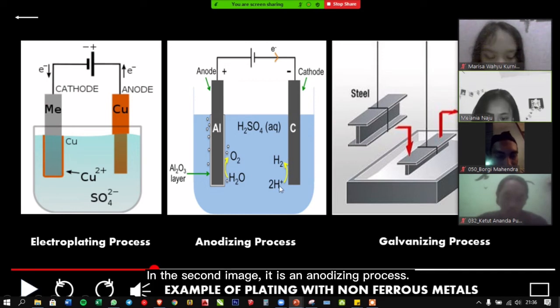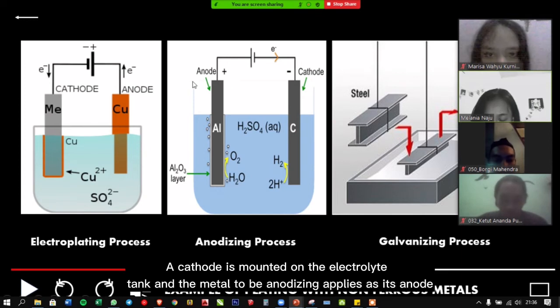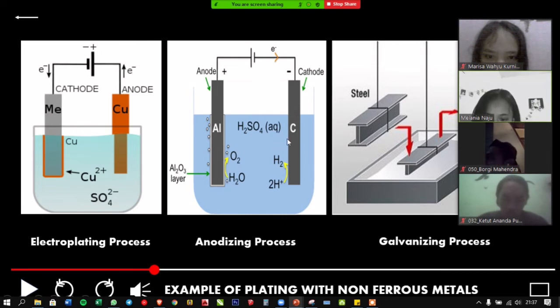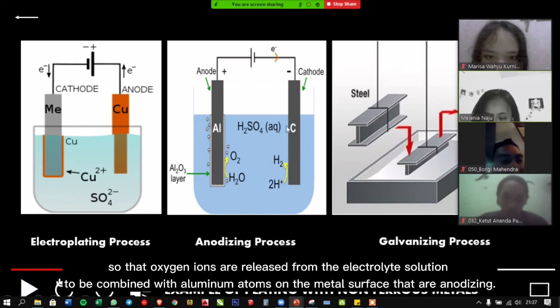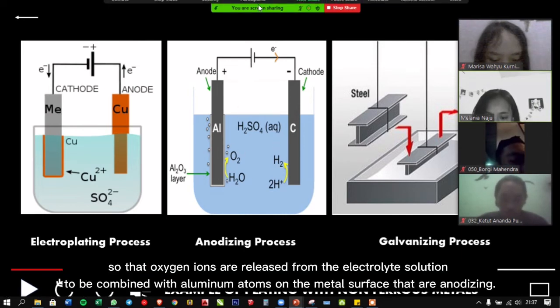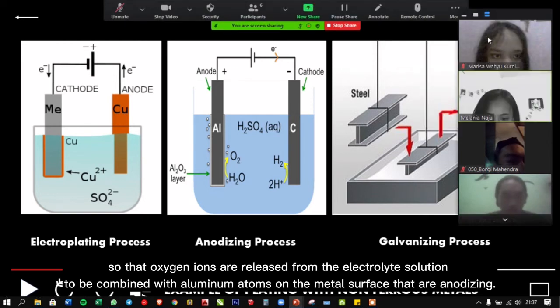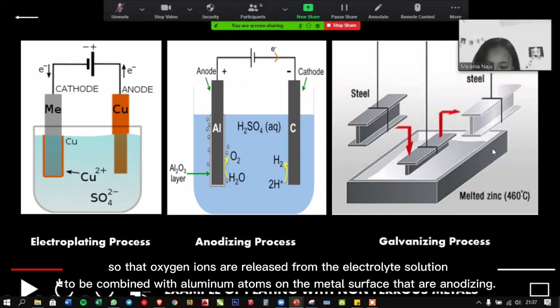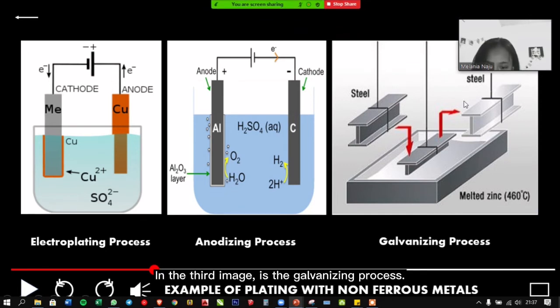In the second image, it is an anodizing process. A cathode is mounted on the electrolyte tank, and the metal to be anodized acts as its anode, so that oxygen ions are released from the electrolyte solution to be combined with aluminum atoms on the metal surface that is being anodized. The third image is the galvanizing process.